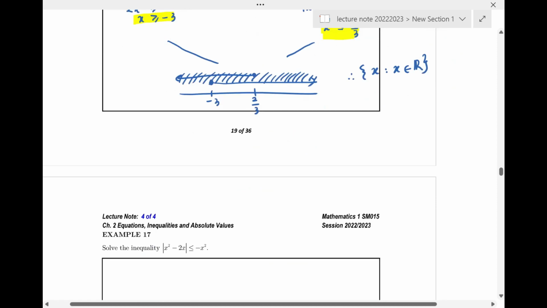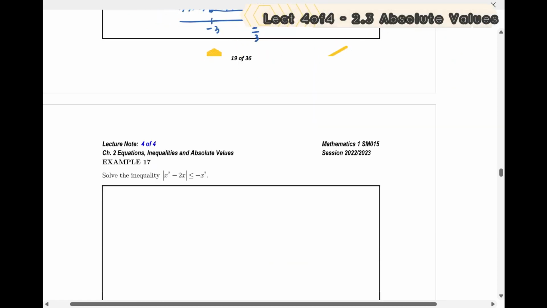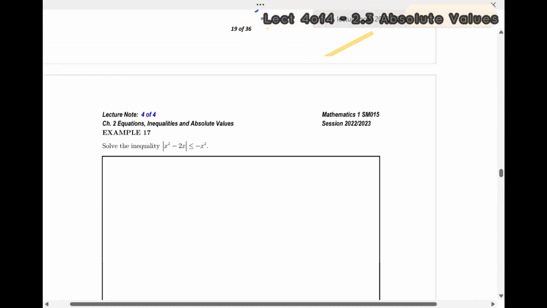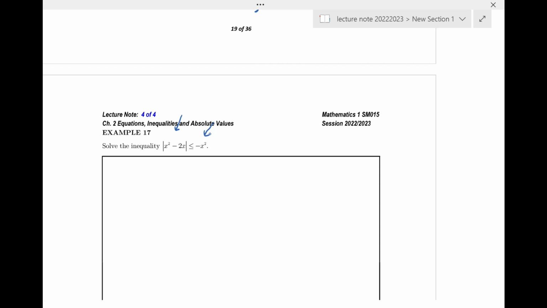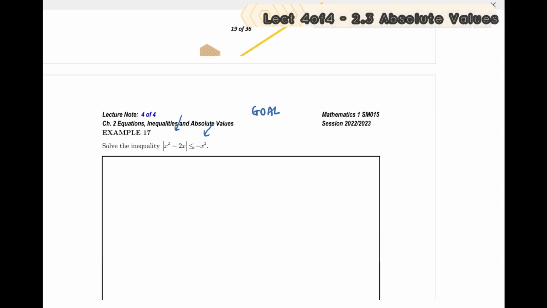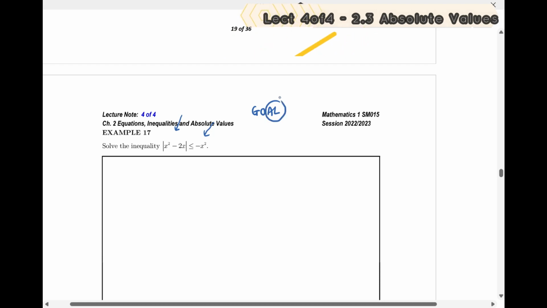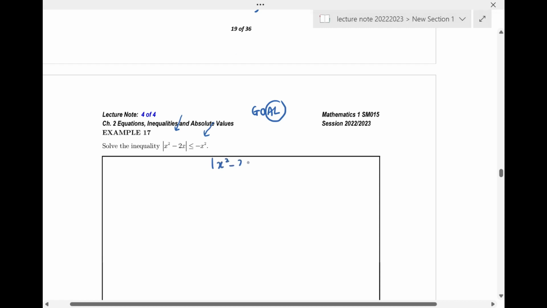So we go to example 17, still in type 2. Why is it type 2? Because we have the absolute value on the left side and then a quadratic on the right side, not a constant. If it is not a constant, then we can only use the basic definition. Since it is already an absolute function on one side, we can use the definition right away. This is less than, so less than is "and". So we rewrite it first: modulus of x squared minus 2x less than or equal to minus x squared.